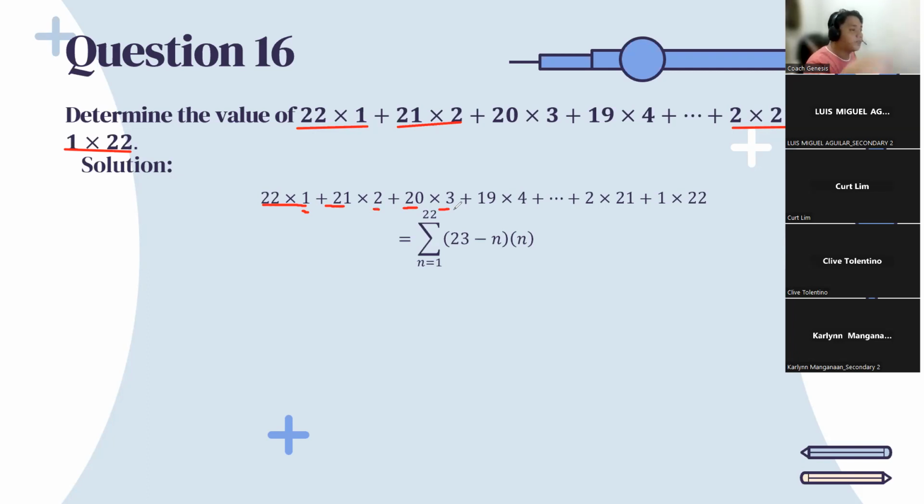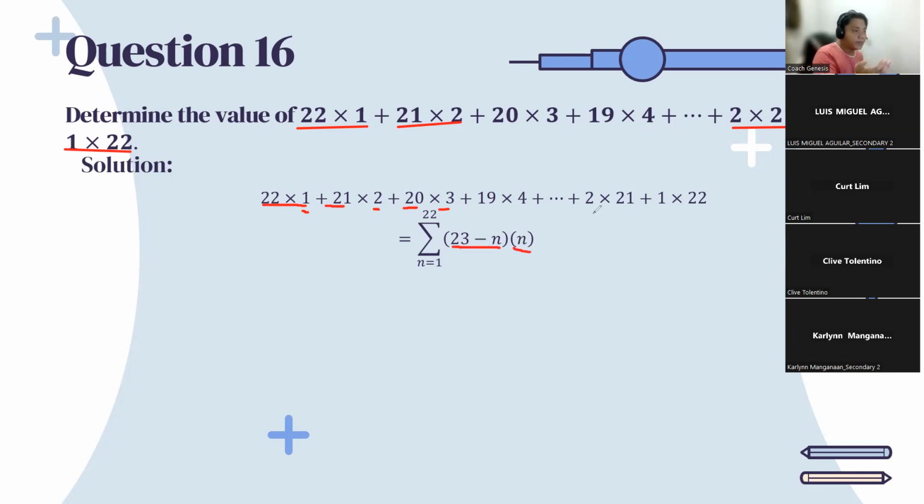Now, you'll notice that if you subtract 1 from 23, you get 22. And then you multiply that by the value that you subtracted. Same with 21: 23 minus 2 gives you 21. Then you multiply that by the number that you subtracted, which is 2. So you can do this by having (23 minus n) multiplied by n.